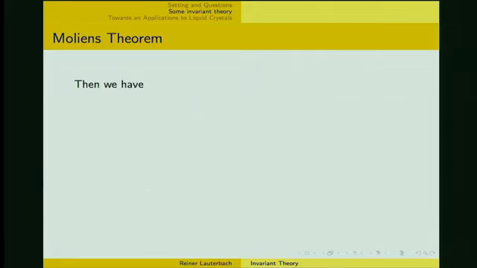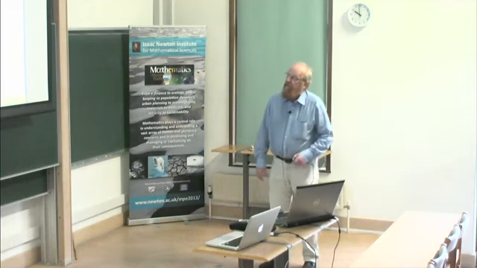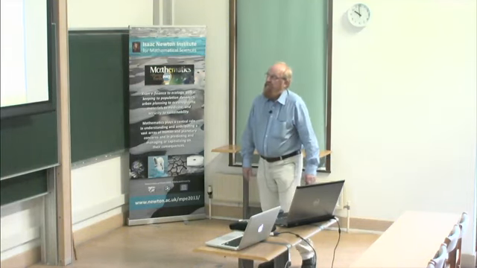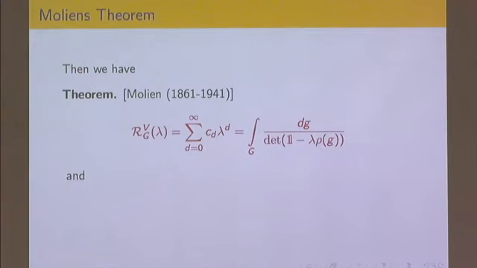And this is a theorem which is due to Molien, and he lived from 1861 to 1941. He is a Baltic mathematician who published in German, and by the way, for those who are interested, he was a very strong chess player.